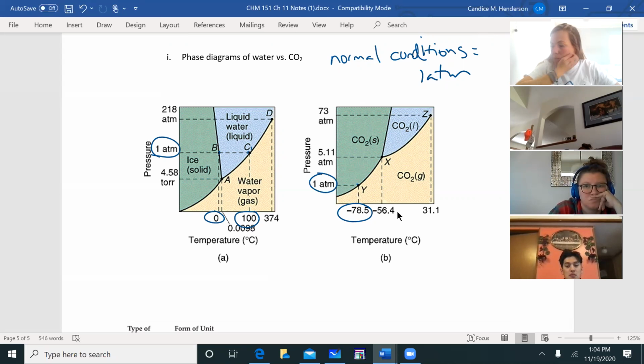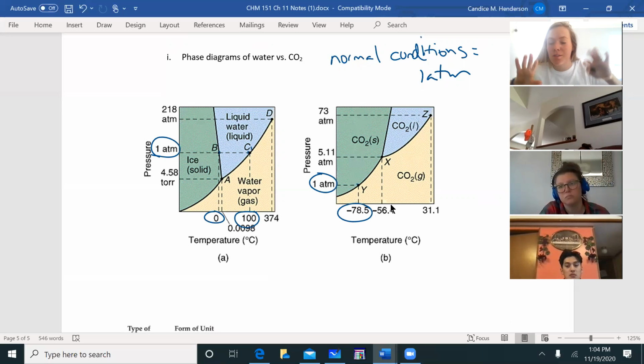So if you've ever had dry ice, right, and you use it at Halloween and you get all that sort of fog effect, that's just CO2. It's just gaseous CO2.